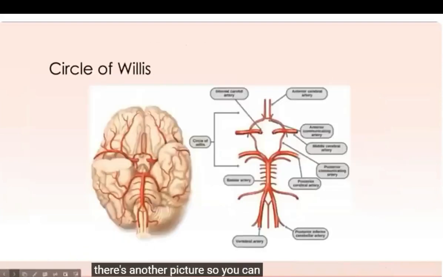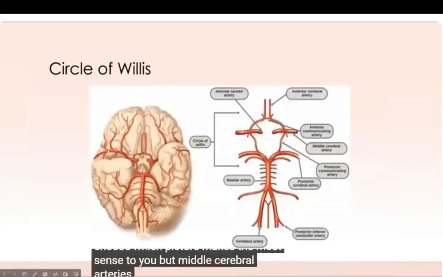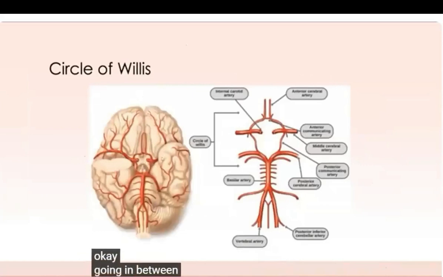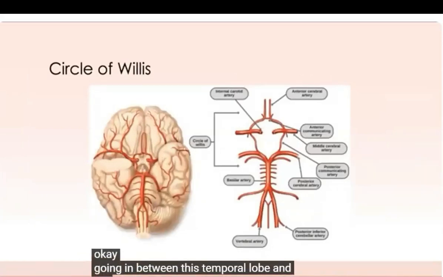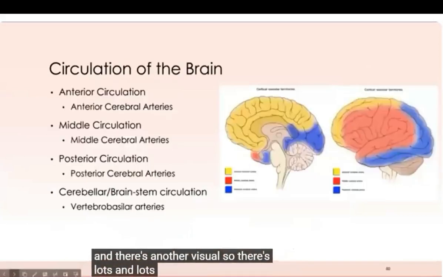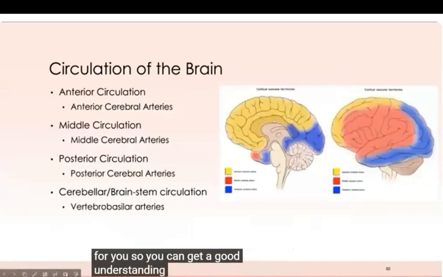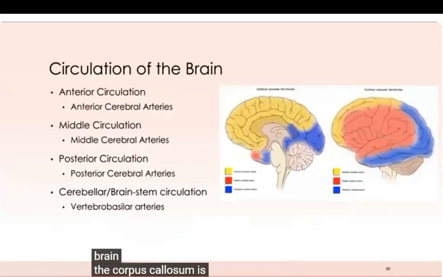There's another picture, so you can choose which picture makes the most sense to you. The middle cerebral arteries are here, going in between the temporal lobe and the parietal lobe and on the outside of the brain. And there's another visual. There are lots and lots of visuals of this so you can get a good understanding. This is the middle of the brain. The corpus callosum is set here.